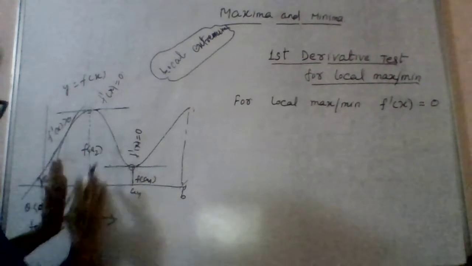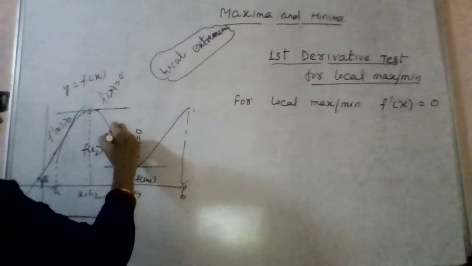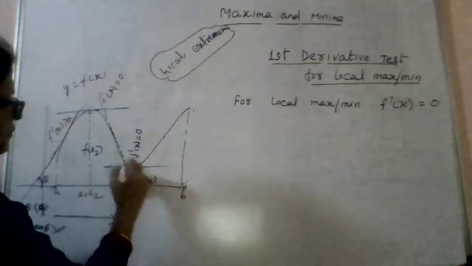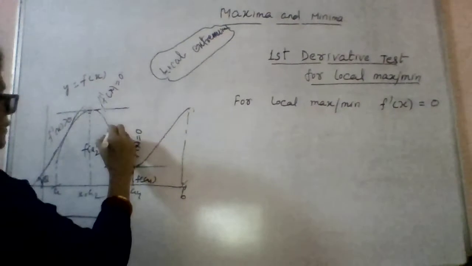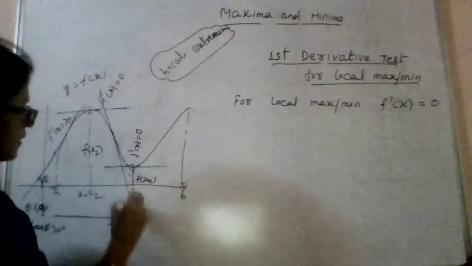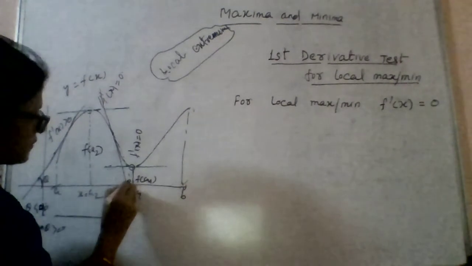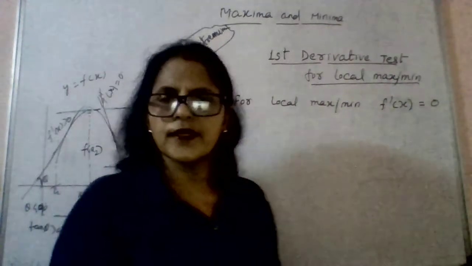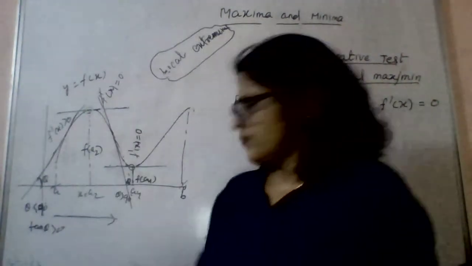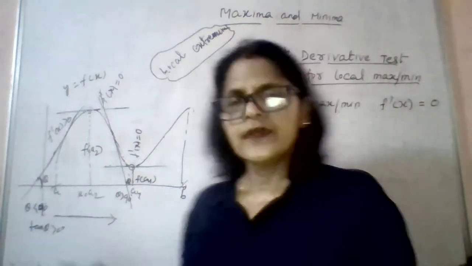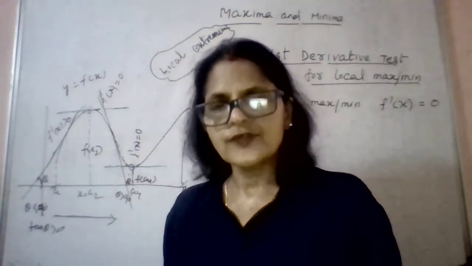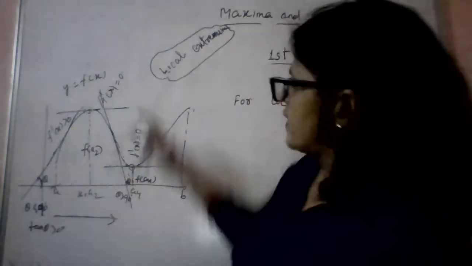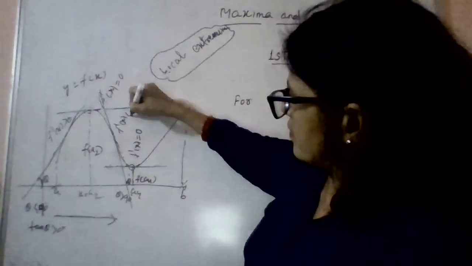Similarly, if I take any point to the right of the point of local maximum and draw a tangent here, you can observe the tangent makes an angle theta. Theta is more than 90 degrees, meaning an obtuse angle. When theta is greater than 90 degrees, tan theta is in the second quadrant, so tan theta will be negative. So the slope of the tangent is negative, and the slope of the tangent being negative means the derivative of the curve is negative.